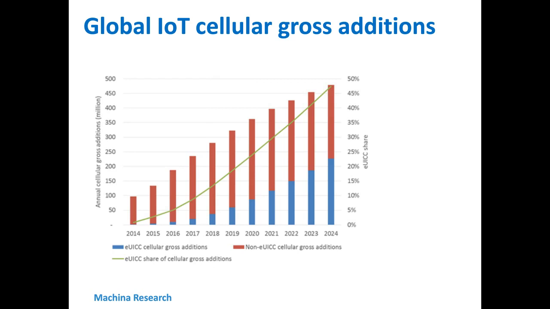In fact, from a relatively small base today, we anticipate that by 2024, just a little under 10 years from now, as much as 47% of the gross annual additions of cellular connections will be eUICC enabled, as much as 227 million new connections by 2024.